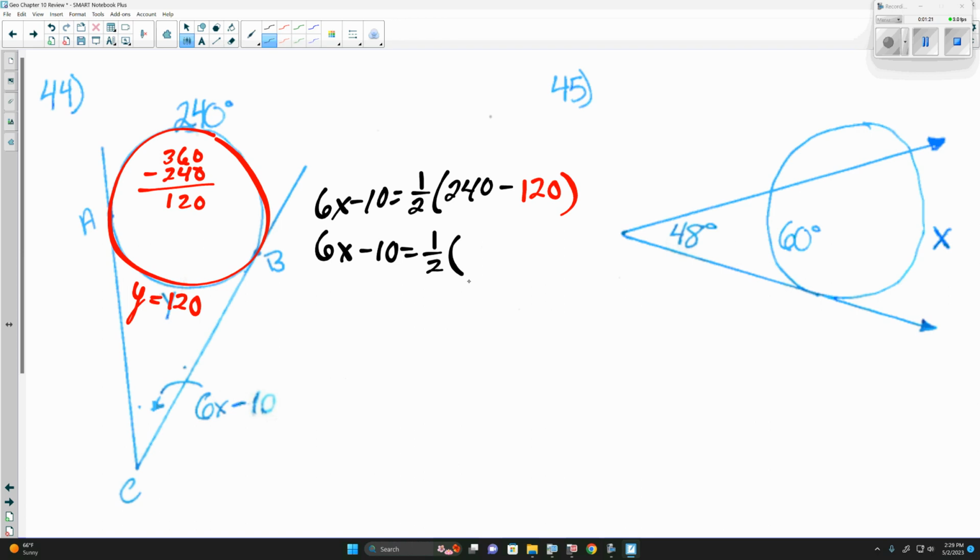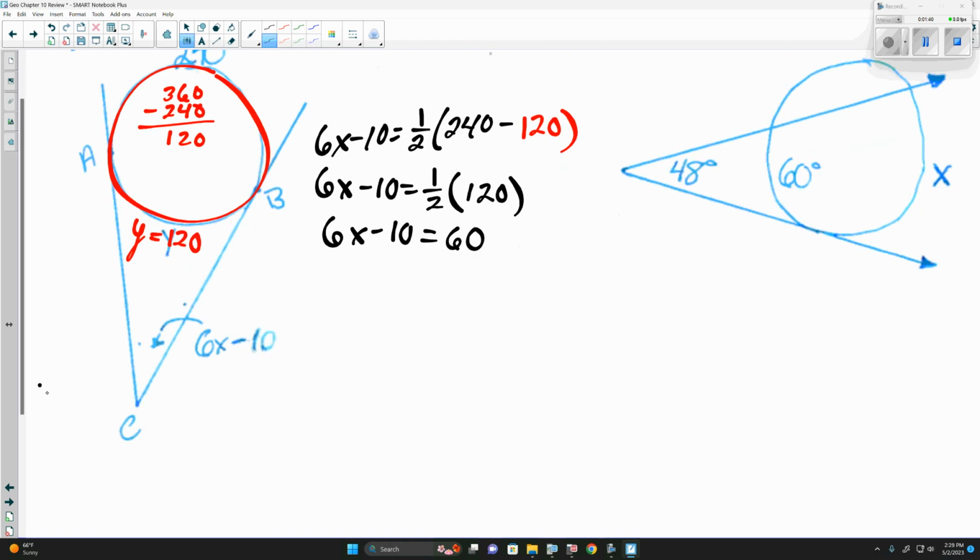Now we can simplify this here. 240 minus 120 is 120. Now at this point here, we could multiply everything by 2, or we can just take 1/2 of 120. Half of 120 is 60. Now at this point here, we need to solve for the value of x. So the first thing we can do is add 10 to both sides, telling us 6x is equal to 70.